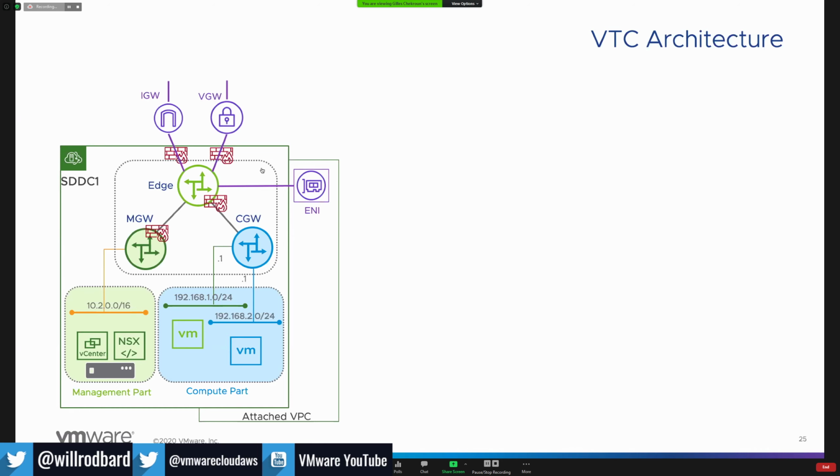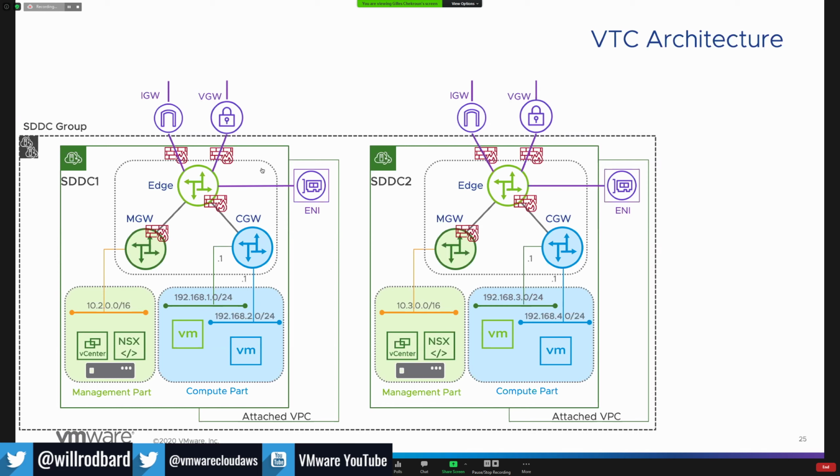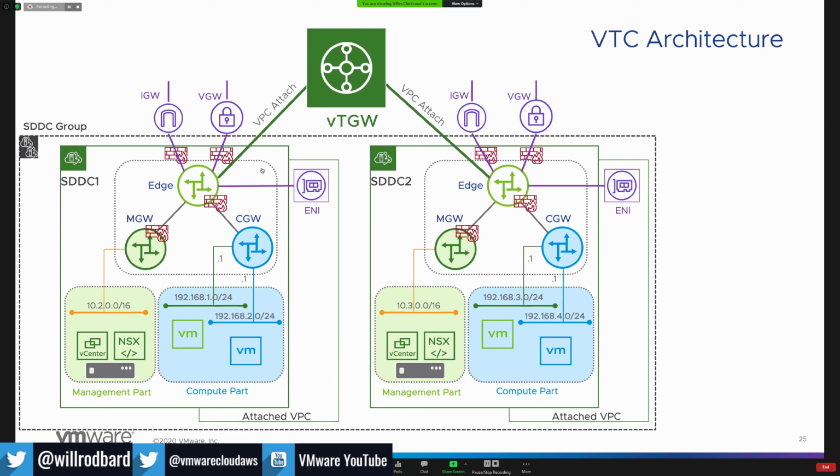Okay, so that's one SDDC. If we take a second one, the same one, then what we do is we create an SDDC group. Okay, so we can create an SDDC group, and then we create our intention to connect these two together. And once we create an SDDC group, then we create a transit gateway at the same time, and we attach the two SDDC now with VPC attachment.